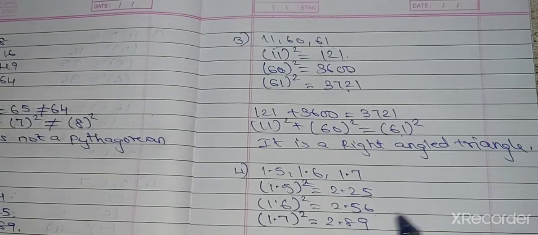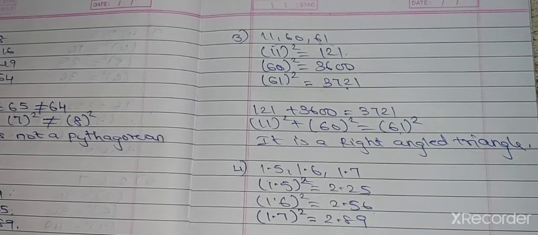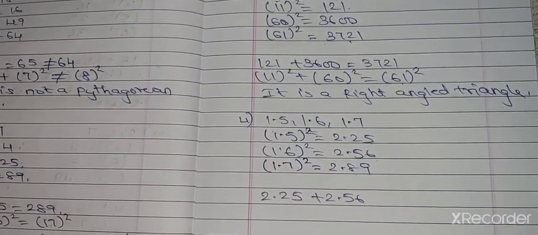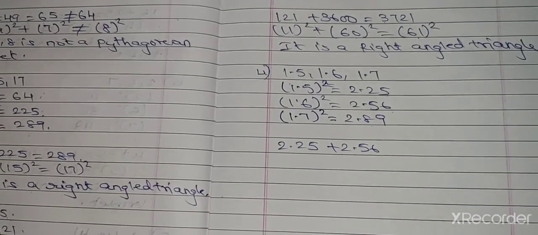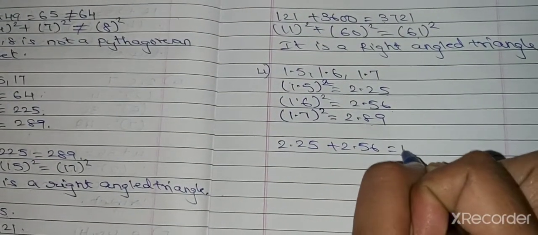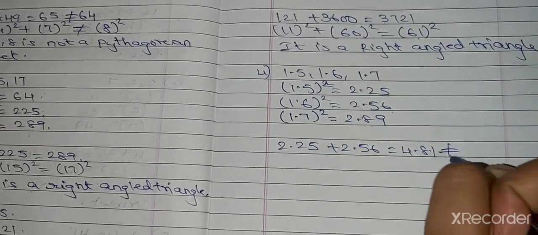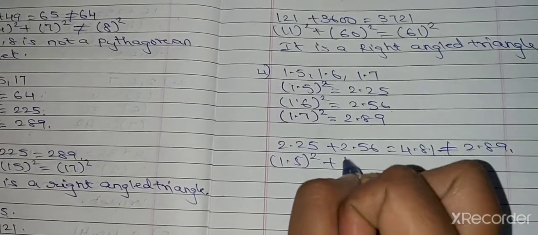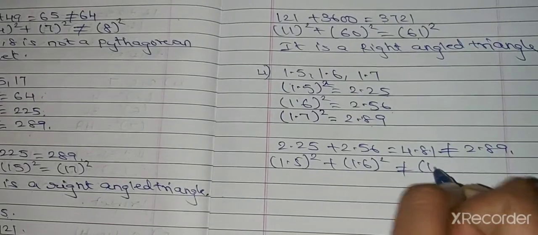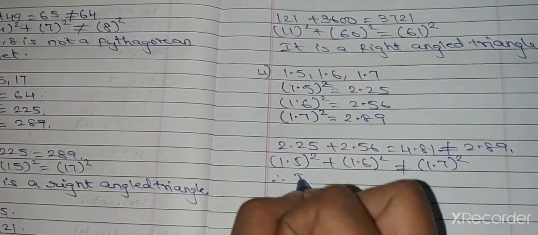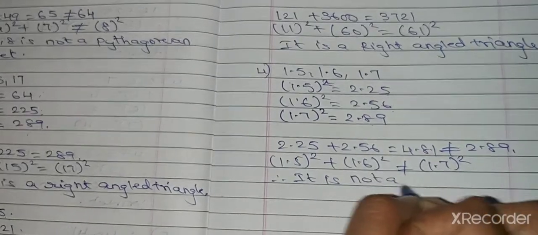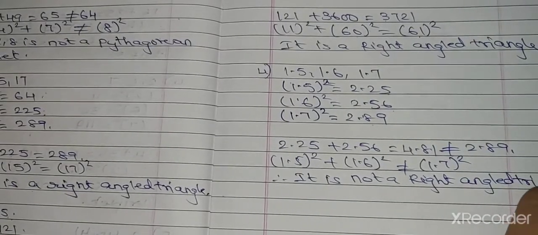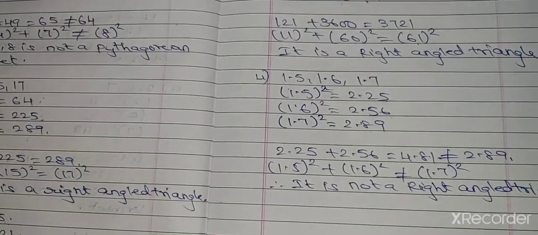If it is not coming equal, then it is not a right angle triangle. So 2.25 plus 2.56 is equal to 4.81. Is it equal? No, it is not equal. Therefore 1.5 square plus 1.6 square is not equal to 1.7 square. Therefore it is not a right angle triangle.